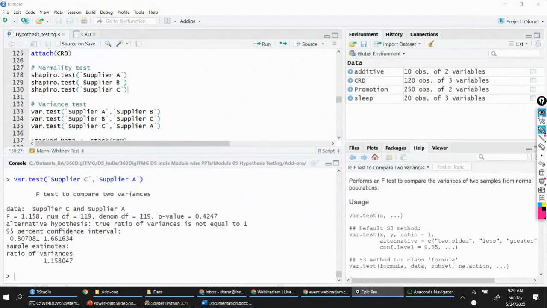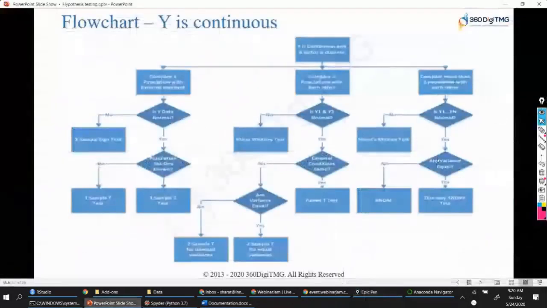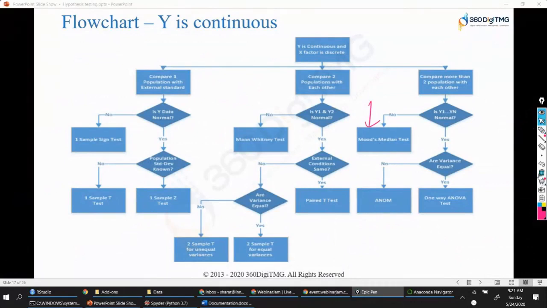Now, if I try a lot of transformation techniques and nothing works, then we have non-parametric test cases, right? For non-normal data, in this case, we call it Mood's median test. Probably you have to explore a little more, try and read about it. And remember, in all the non-parametric test cases, we use the median for comparison.